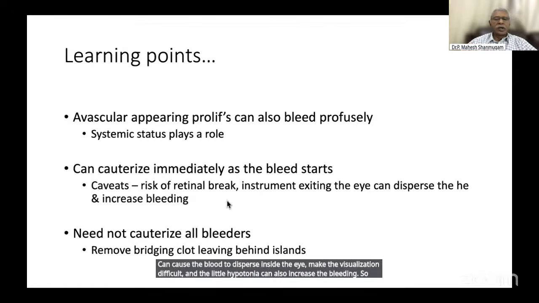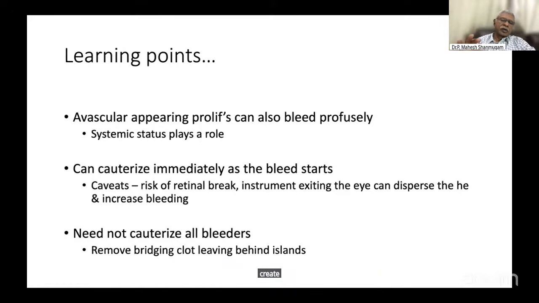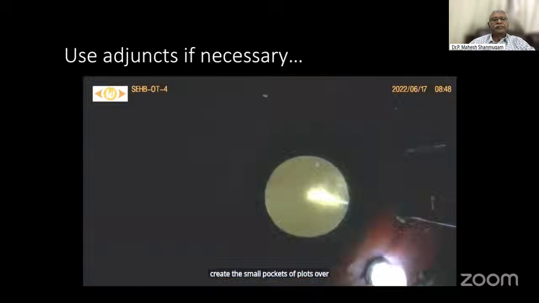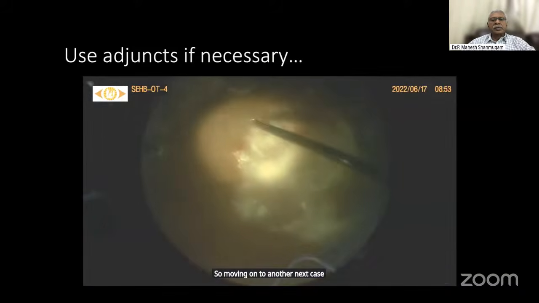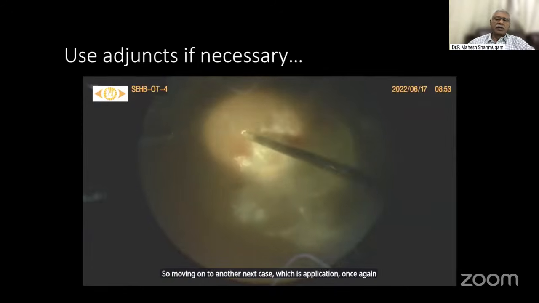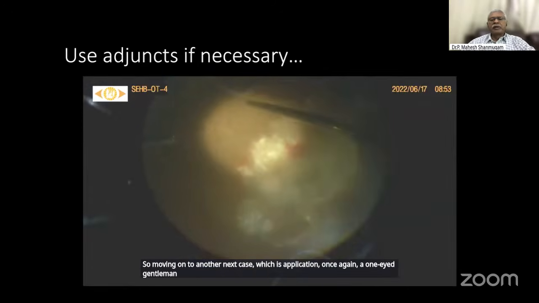So I usually cauterize at the end of the surgery, or allow the bleeding to stop, and then, as I showed you, create small pockets of clots over the bleeders. Moving on to the next case, which is a patient, once again, a one-eyed gentleman with very thick fibrovascular proliferation.